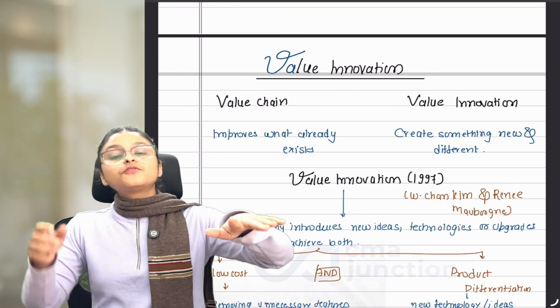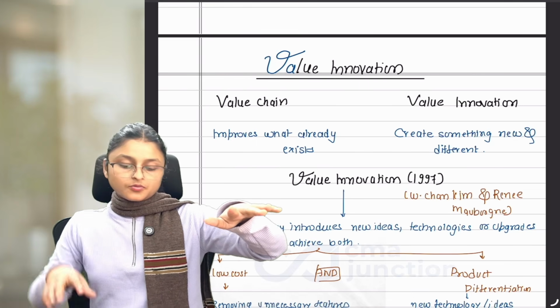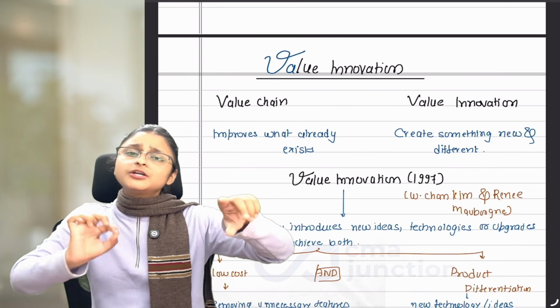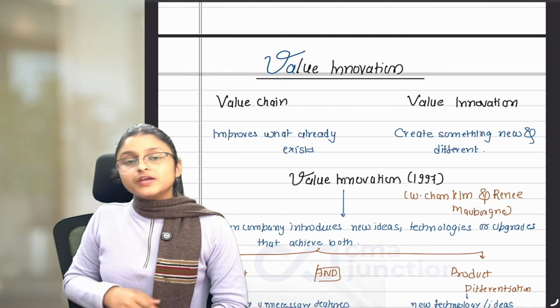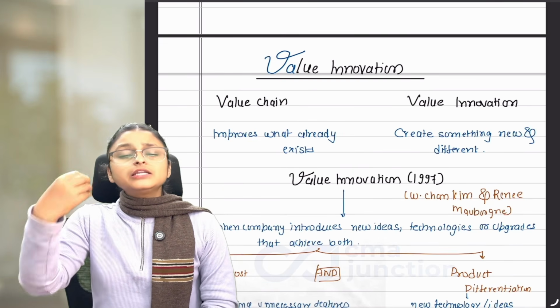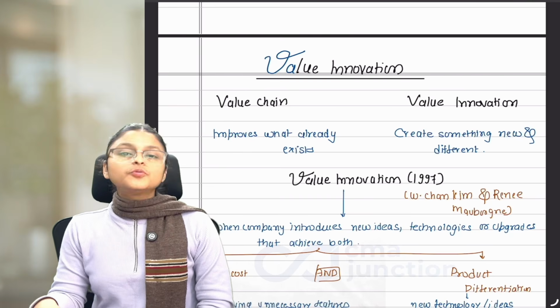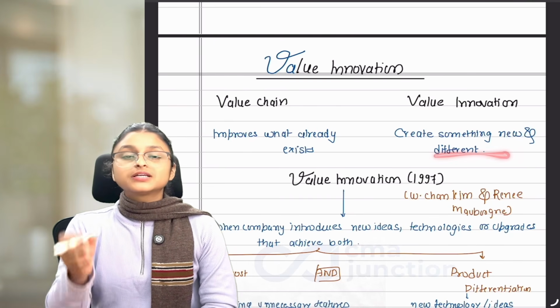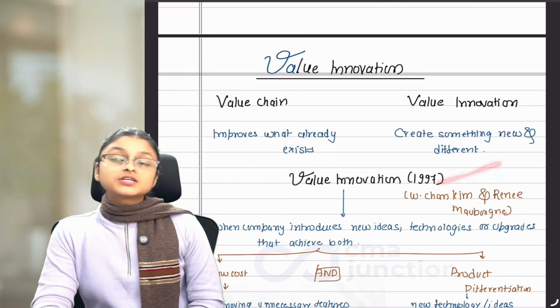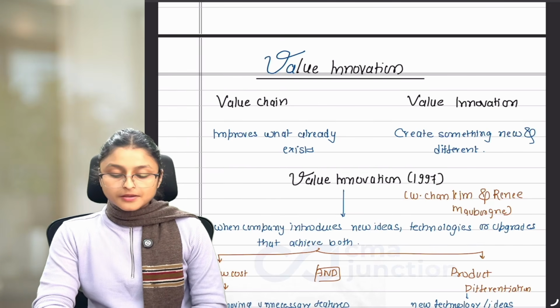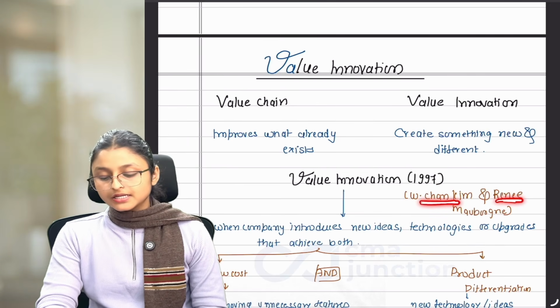Value chain focuses on existing products, what we are making now, and we try to improve that in value chain. But in value innovation, we are making a completely new thing, a completely new product, completely different from what is already sold in the market. Value innovation was introduced in 1997 by W. Chan Kim and Rene Mauborgne.